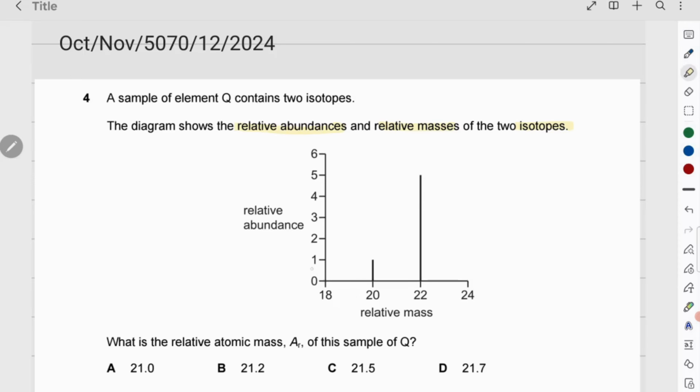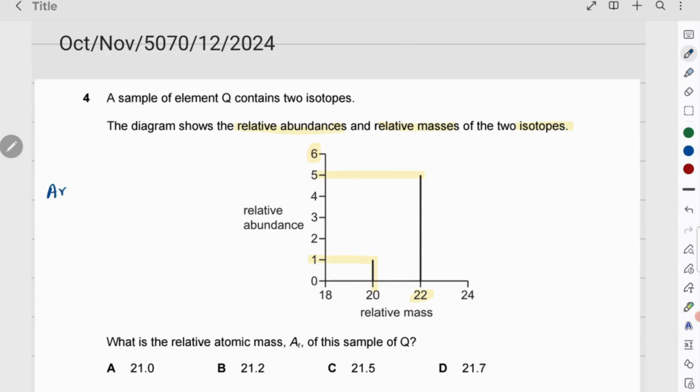So there are two isotopes. So the total abundance is 6, for the first one with the relative mass 20, and the second with relative abundance 5 and mass 22. So how are we going to do it? Let me tell you. We will do it like this.